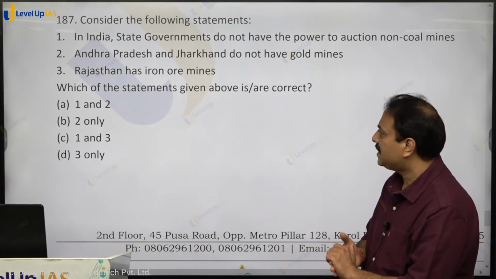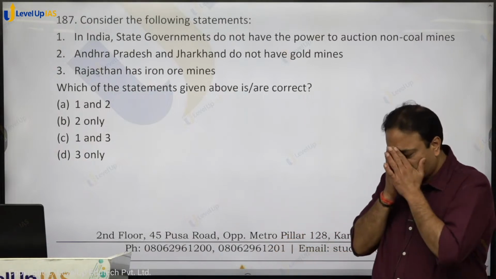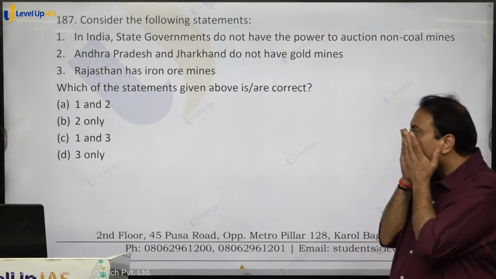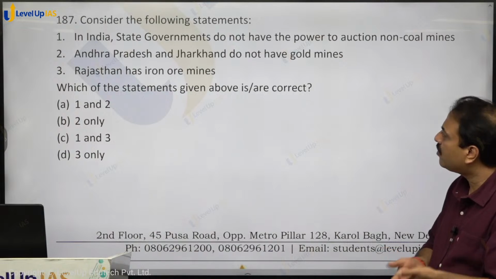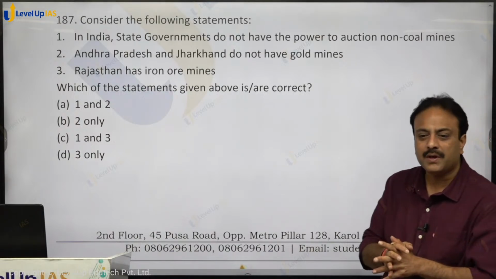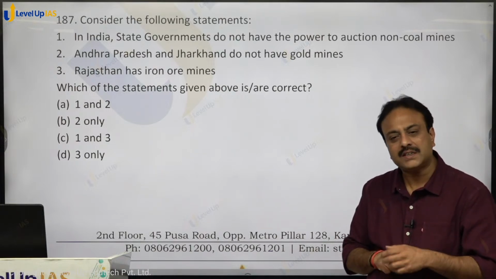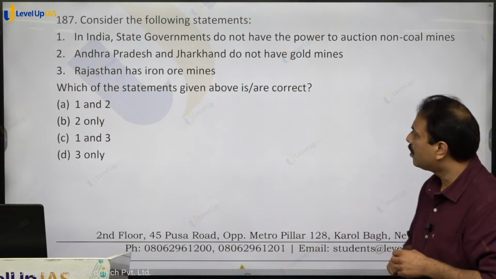Consider the following statements. In India, state governments do not have the power to auction non-coal mines. Indian state governments have the power to auction non-coal mines. Coal mines को state government auction नहीं कर सकता. Non-coal mines, minor minerals, state government is having the power. So it is a wrong one.